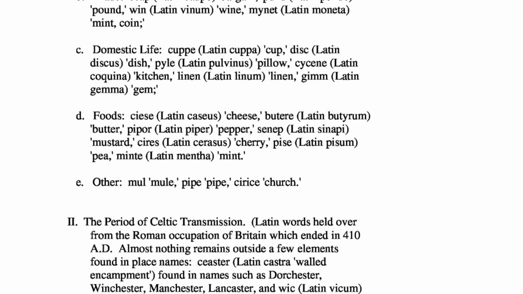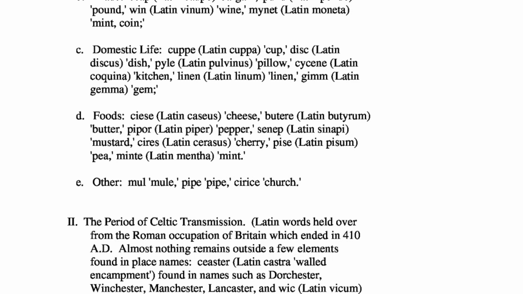Now, words related to trade in Old English, such as sape, pond, win, minute, come from Latin words capo, pondo, vinum, and moneta. Now, here are some words related to domestic life that were borrowed from Latin language into Old English. Old English words such as cup, disc, pile, kaisen, linen, gim come from Latin words cuppa, discus, pulvinus, coquina, linum, and gemma, which in modern English are cup, dish, pillow, kitchen, linen, and gem.